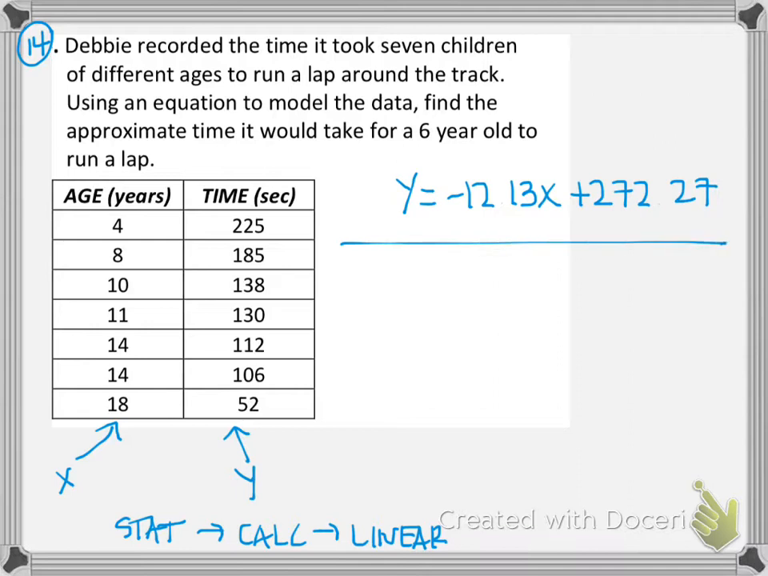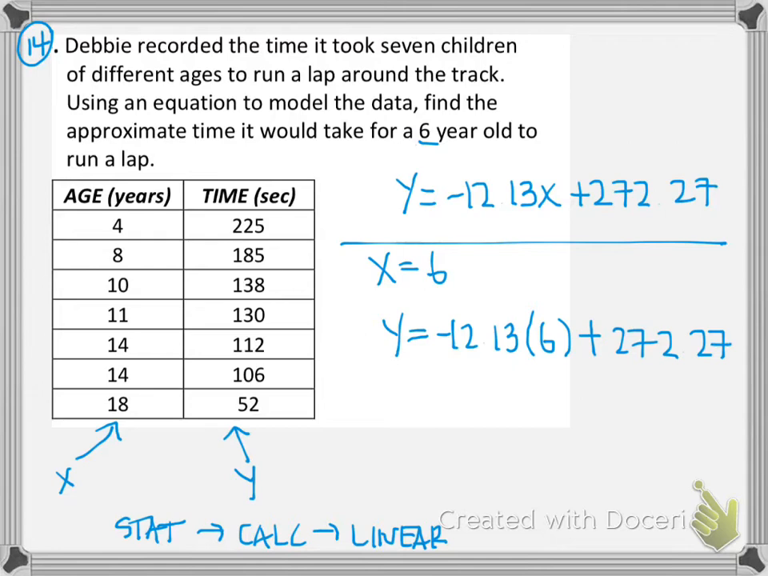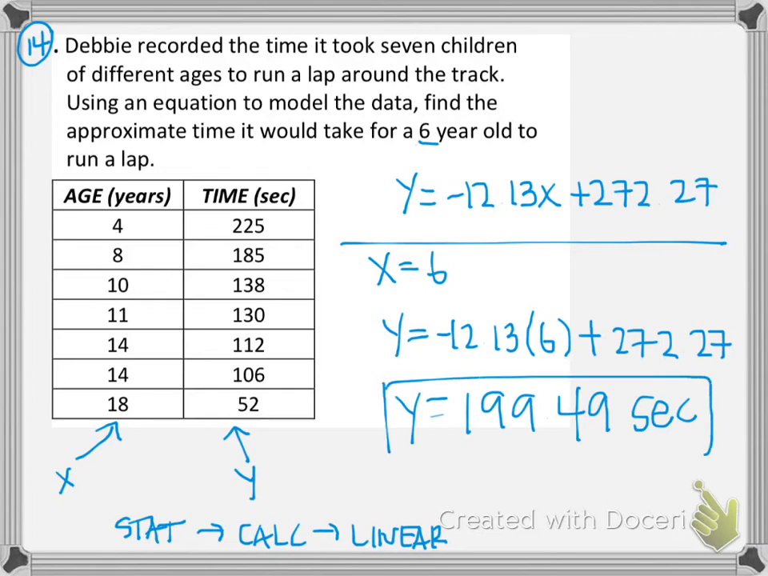Okay. Alright, so now I'm going to let x equal 6 for a 6-year-old. So I'm going to say y equals negative 12.13 times 6 plus 272.27. So what's that? 199.49 seconds. Okay.